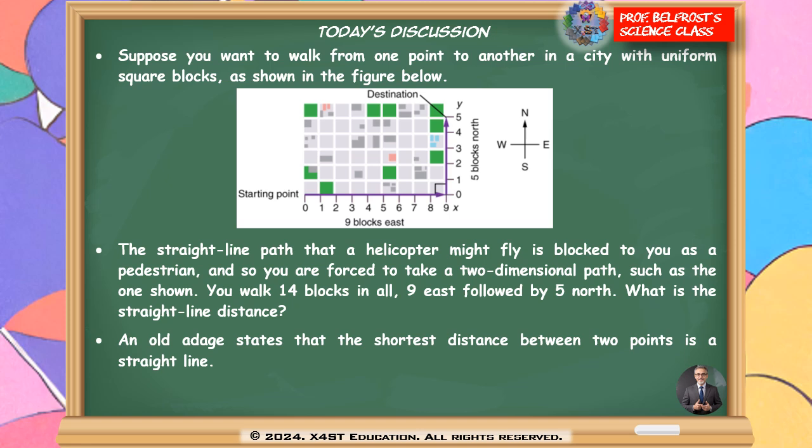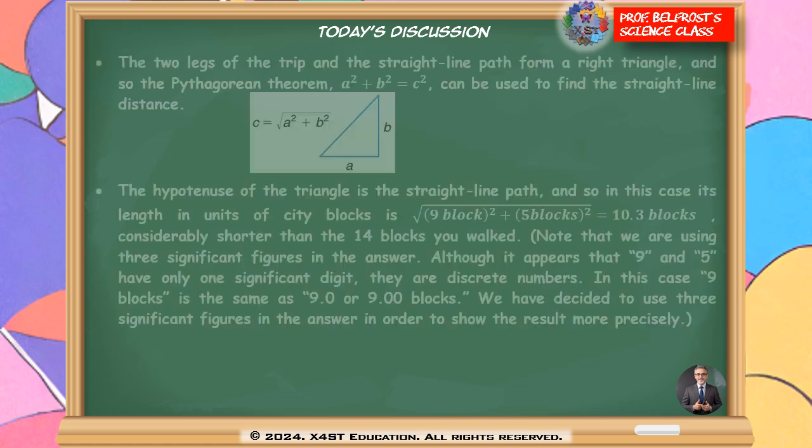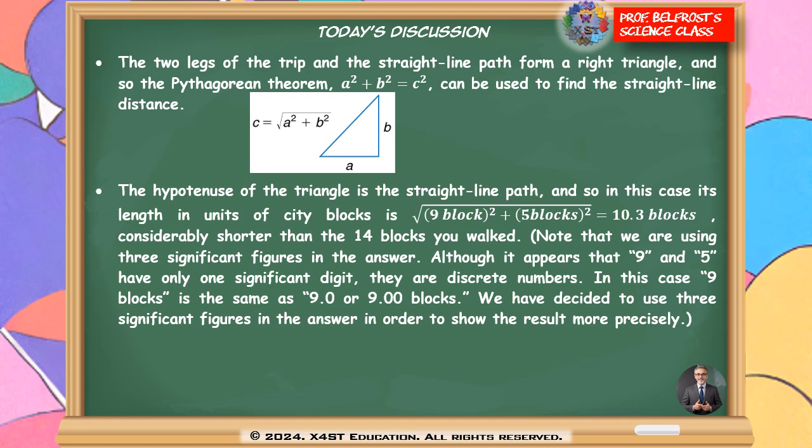So what is the straight line distance? The shortest distance is always a straight line, so you can use the Pythagorean theorem. Using the Pythagorean theorem, you know that the direct or straight line path between the two points that you want to go is about 10.3 blocks in three significant figures. It is considerably shorter than the 14 blocks that you need to walk.